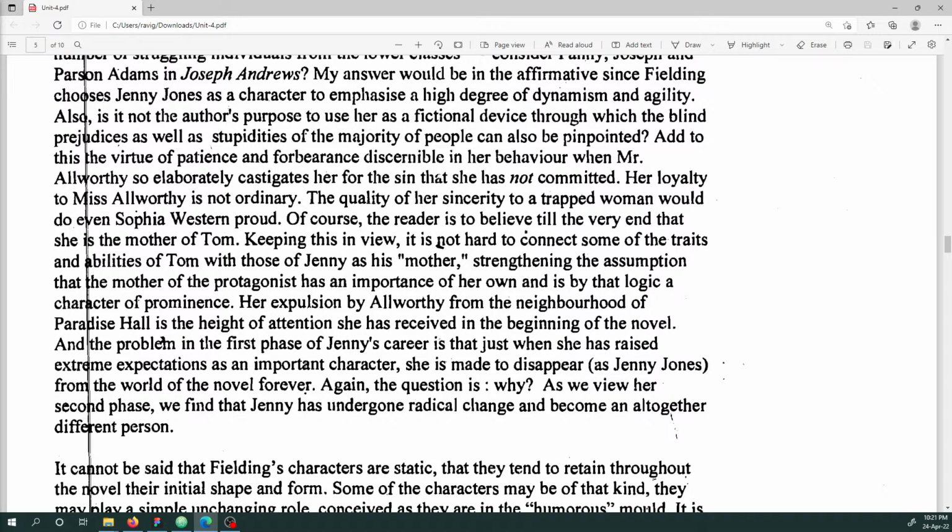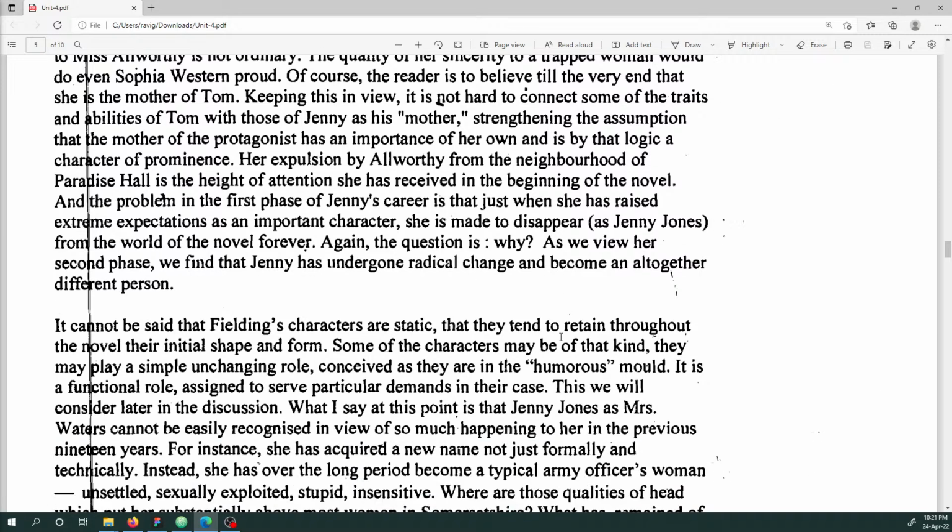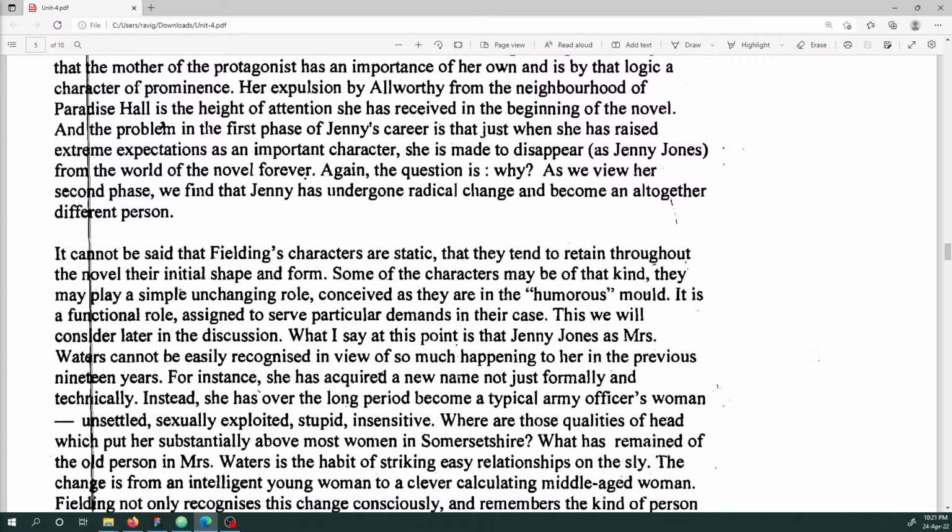And the problem in the first phase of Jenny's career is that just when she has raised extreme expectation as an important character, she is made to disappear as Jenny Jones from the world of the novel forever. Again, the question is why? As we review her second phase, we find that Jenny has undergone radical change and become an altogether different person.